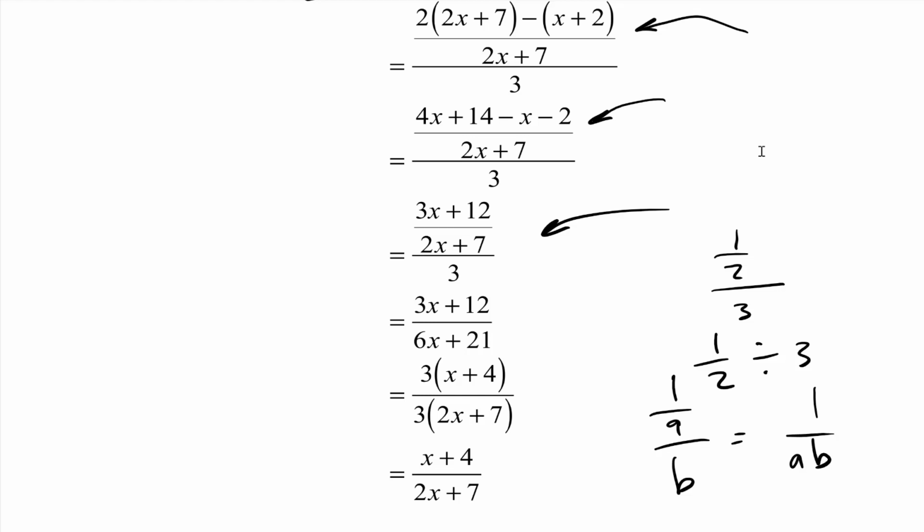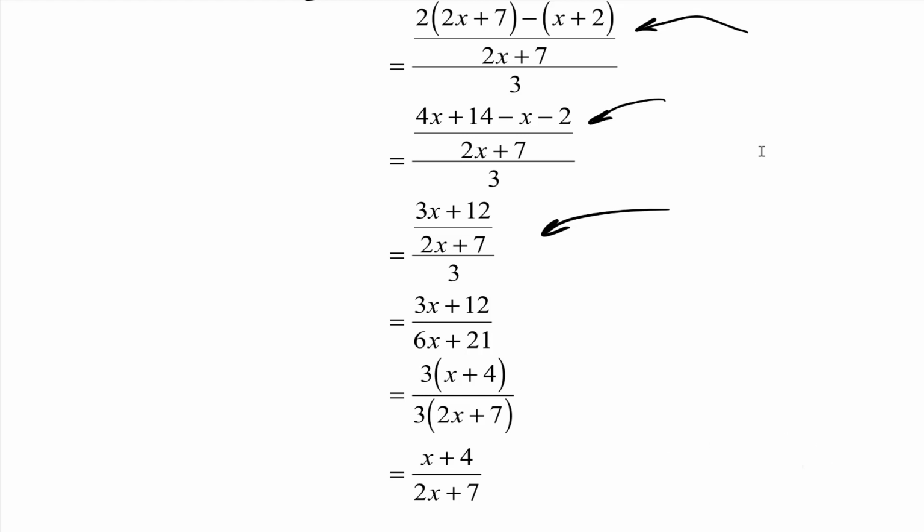So again, a bit of fractions is needed to get to this step here, where I've just done 3x plus 12 over 3 times 2x plus 7. And then we can factorise a common factor of 3 from both of these, so we end up with x plus 4 over 2x plus 7.